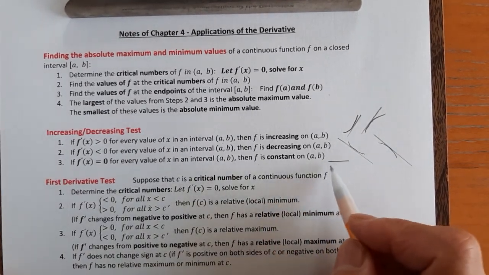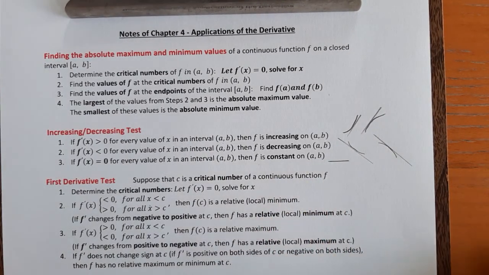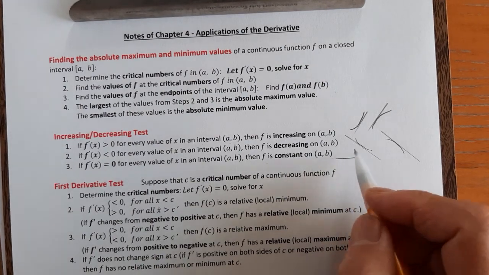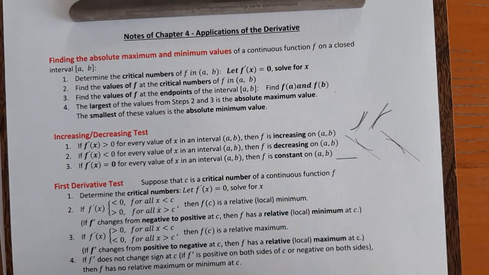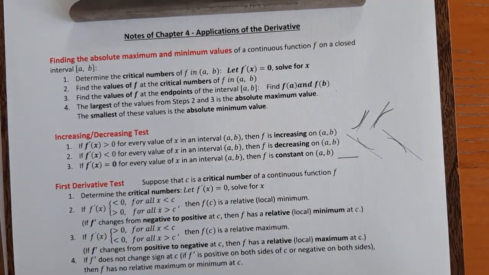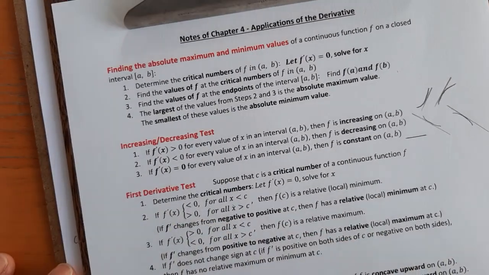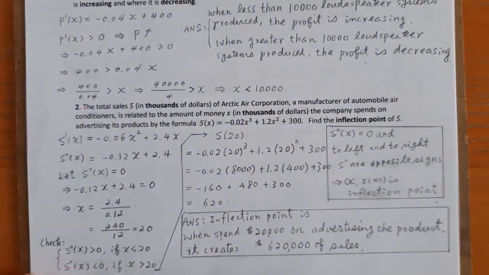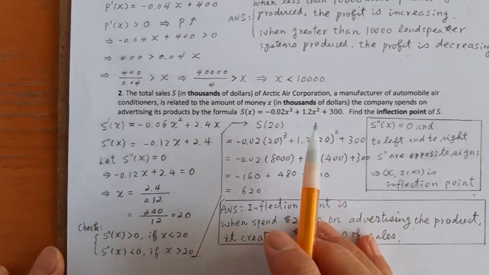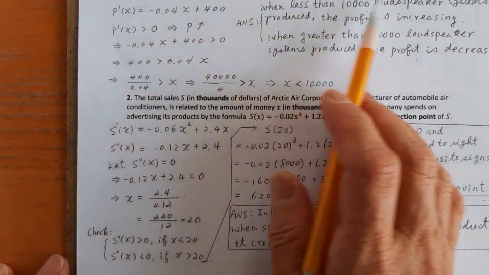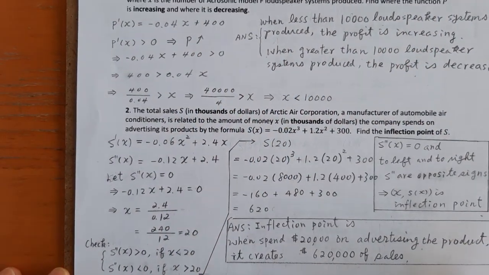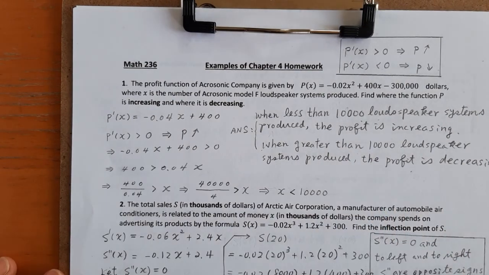Then the function is constant from interval a to b, because the derivative of a constant is 0. So this we call the increasing, decreasing test. Using this, we can do this question. Here, once you figure out the profit, where is it increasing, where is it decreasing.